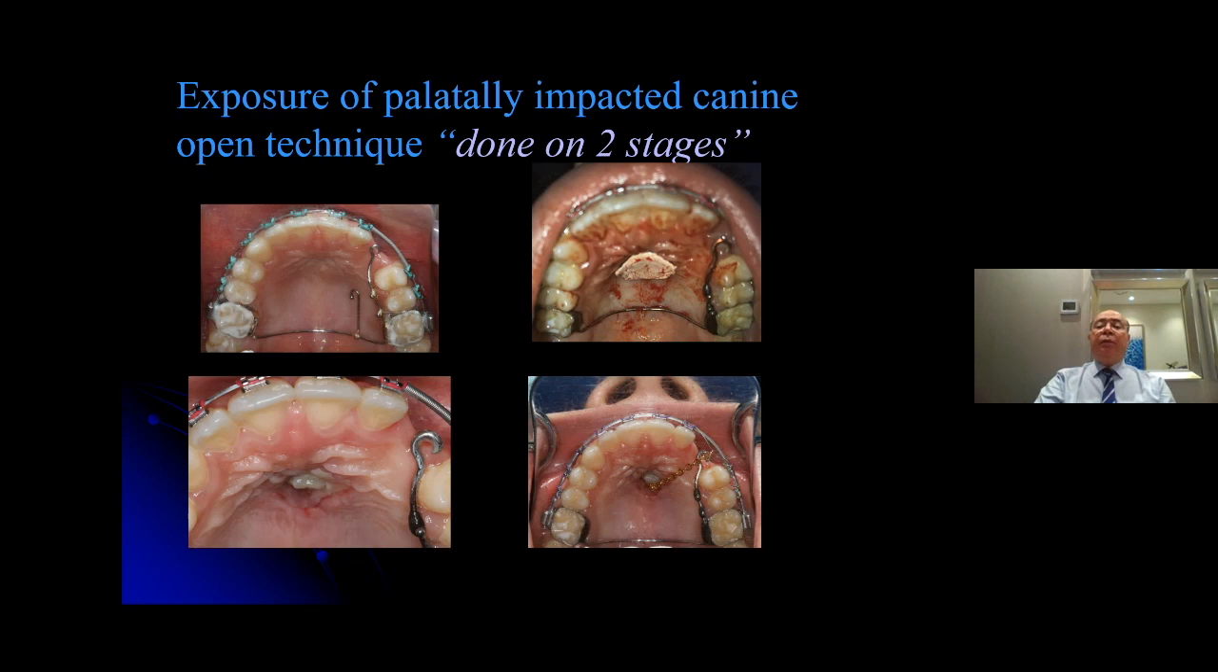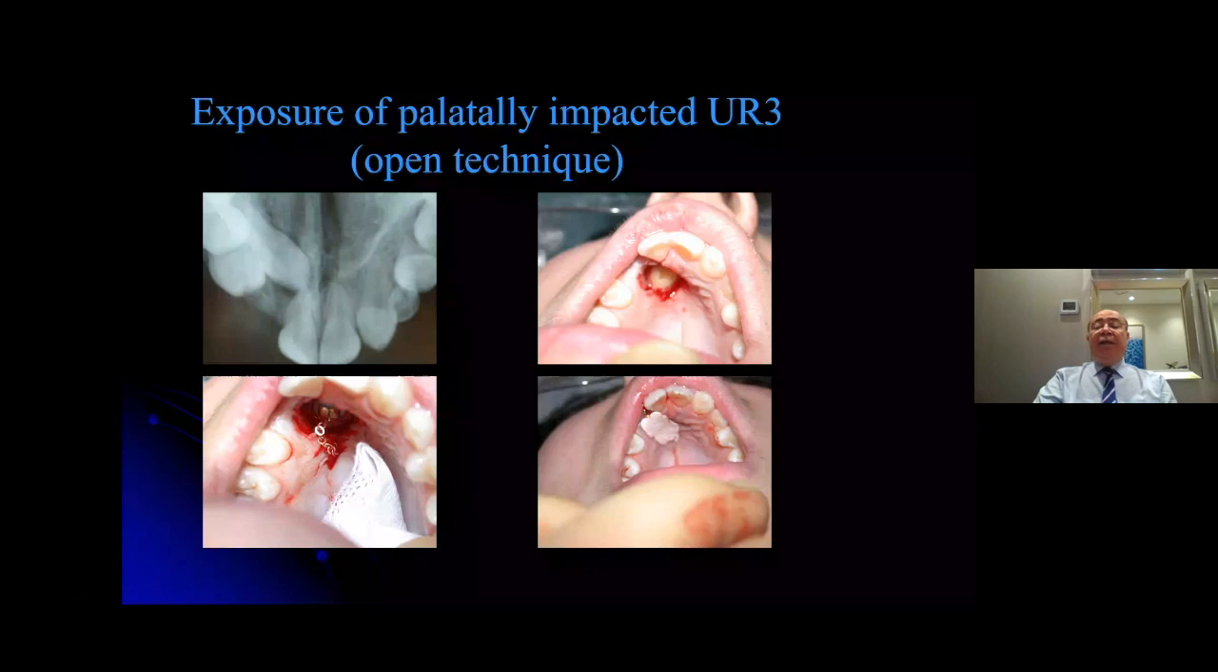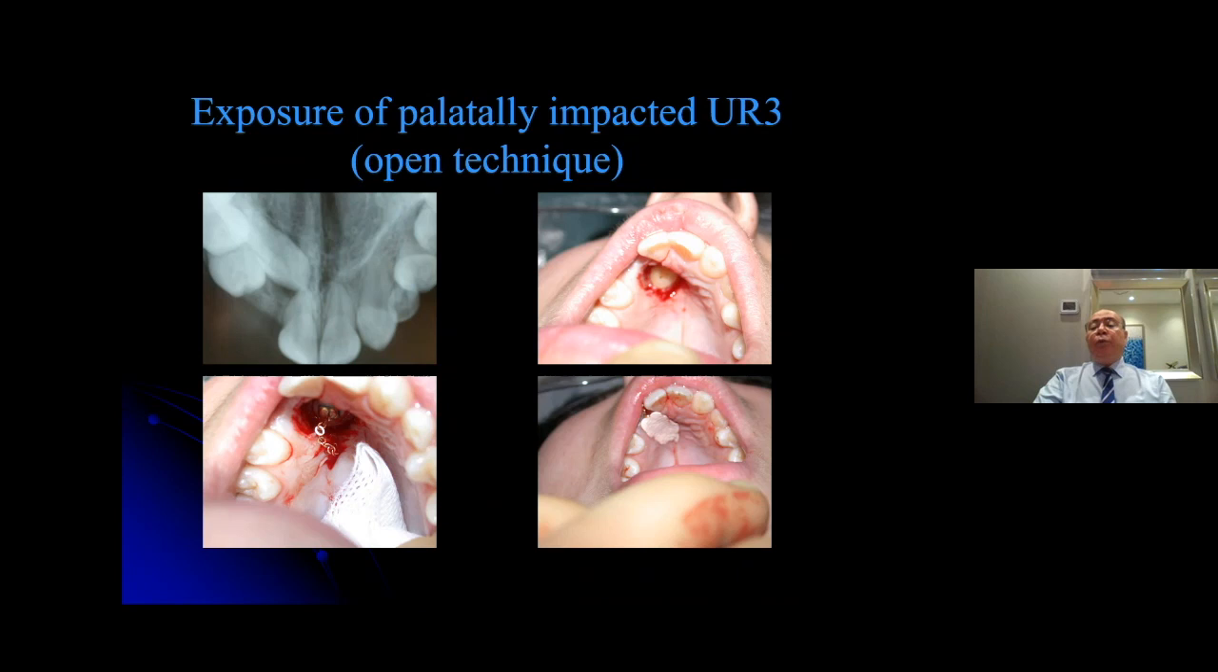Now, another case here, again, is palatal with window technique or open technique, but the bracket was put on the same day. Now, why did I do that, or why would you actually choose that? Again, it depends on the field and the bleeding. If there is not much bleeding, you might as well do it on the same day when the patient is anesthetized and either under sedation or GA.